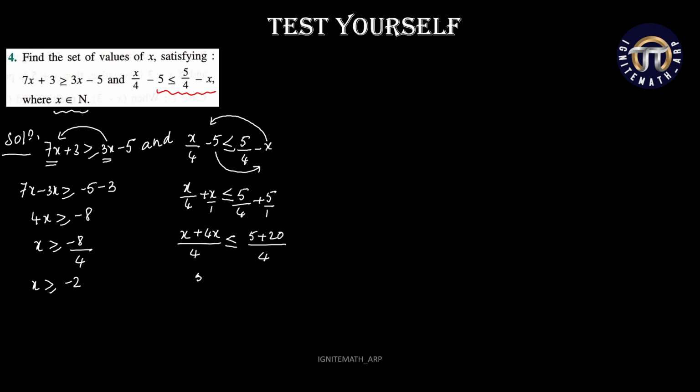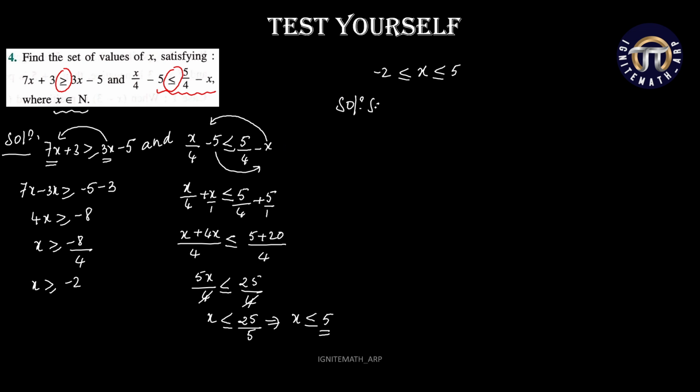Clear children? So I can write this one as 5x by 4 smaller than or equal to 25 divided by 4. So 4 and 4 directly can be cancelled. x is smaller than or equal to 25 divided by 5. So that shows that x is smaller than or equal to 5. Clear children? So I can combine both the inequalities and write that x is greater than or equal to minus 2 and smaller than or equal to 5. Okay, you need to be very careful about the sign of inequality. Clear children? So now I can write the solution set.